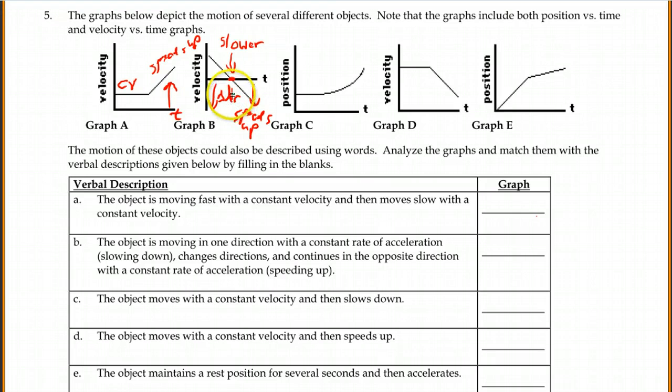Now the slope of that one is constant, so that's constant acceleration. It's slowed down and then it's sped up in the opposite direction. Coming back down perhaps is a possibility.